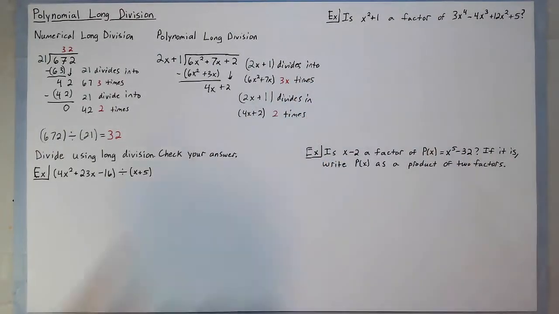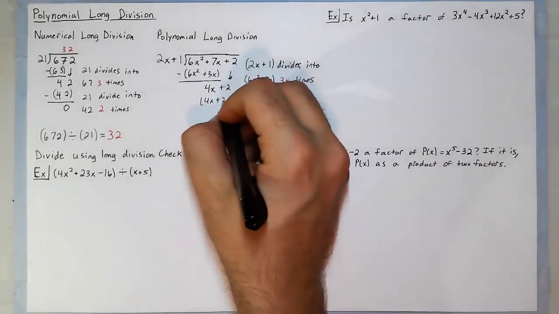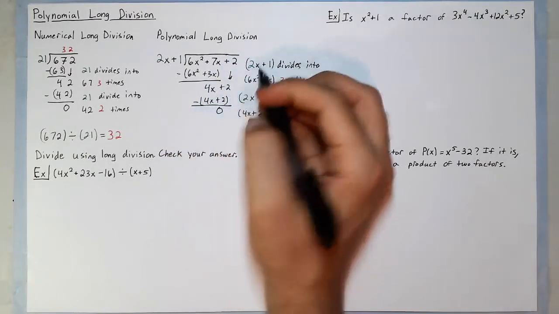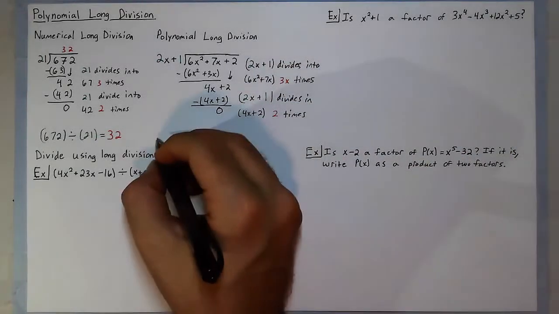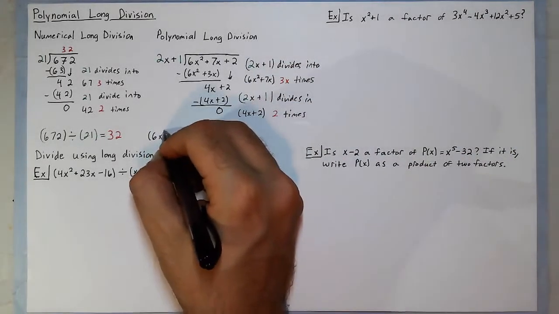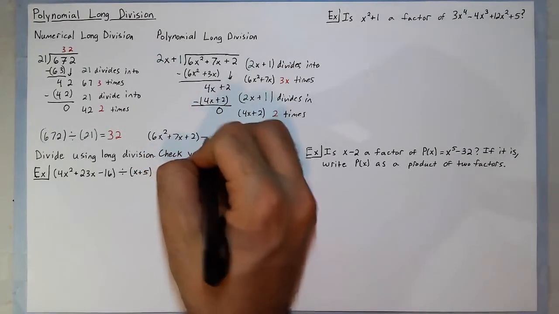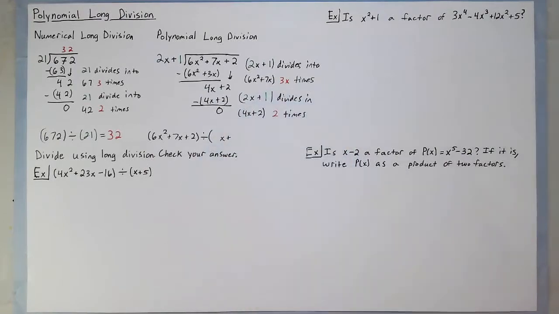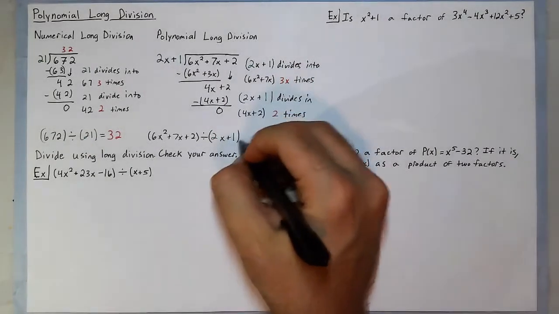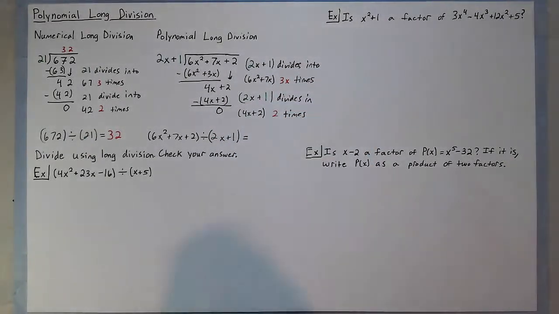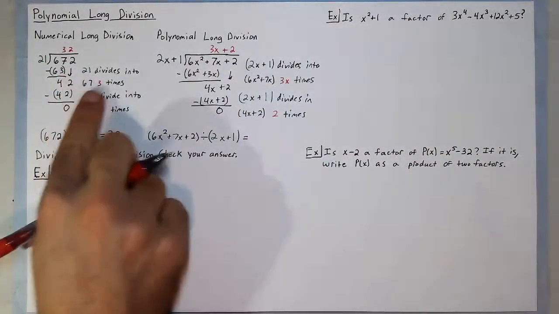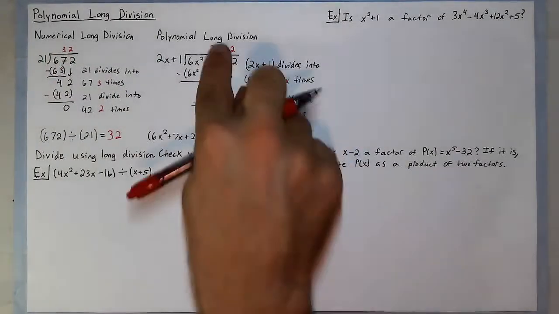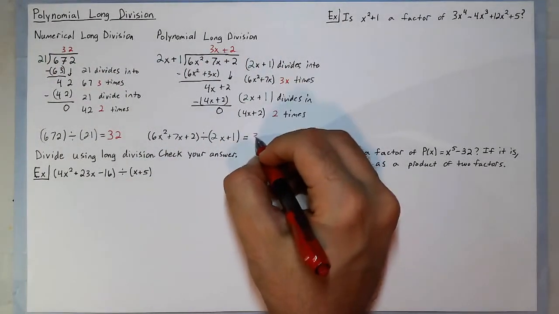So 2 times 2x plus 1 is 4x plus 2. I'll subtract that away. It'll give me a remainder of 0. 4x minus 4x is 0. 2 minus 2 is 0. So I get 0. So what I can say is that 6x squared plus 7x plus 2 divided by 2x plus 1 is equal to 3x plus 2. As I went along, like that 3 and 2 made 32, 3x plus 2 up there gives me 3x plus 2 as my solution.